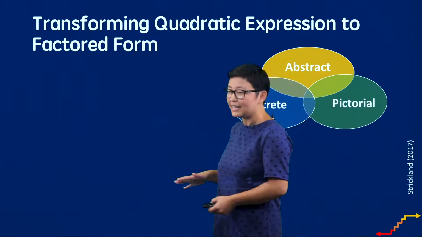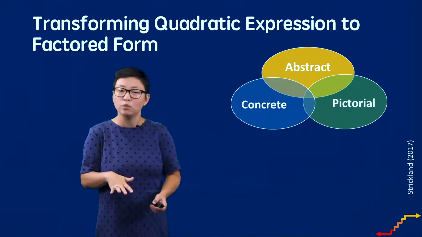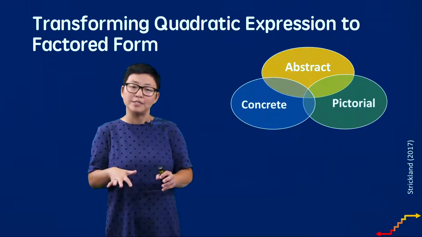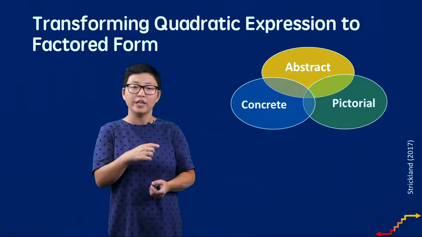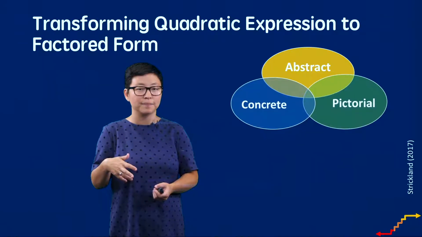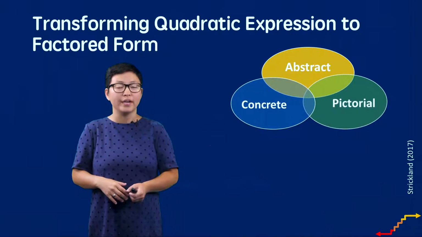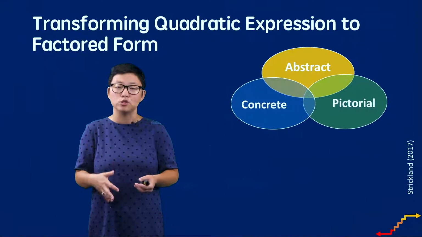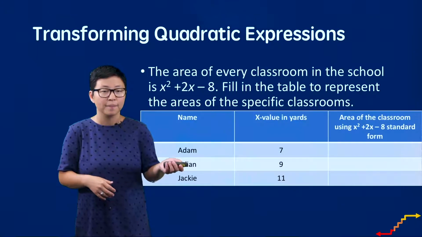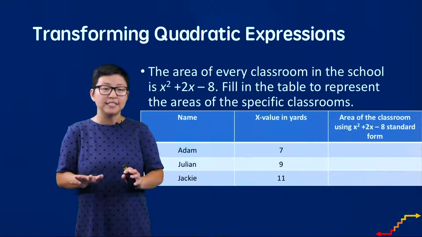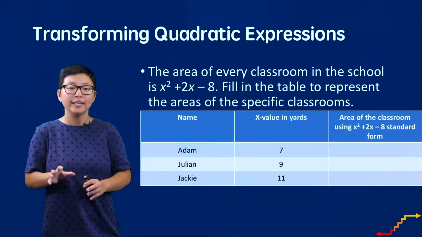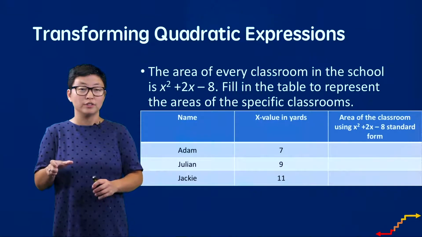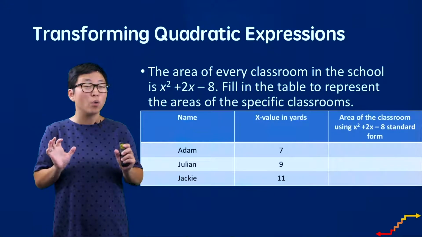Before we get into this, let's talk a little bit about the foundation upon which this work is built. There are 3 primary ways of representing mathematical ideas: concrete, pictorial, and abstract. At this point, we're really trying to help establish comfort and flexibility with working in the abstract form. So the purpose of today's lesson, like I said, is to really establish that the quadratic expression and its factored form are equivalent, right?